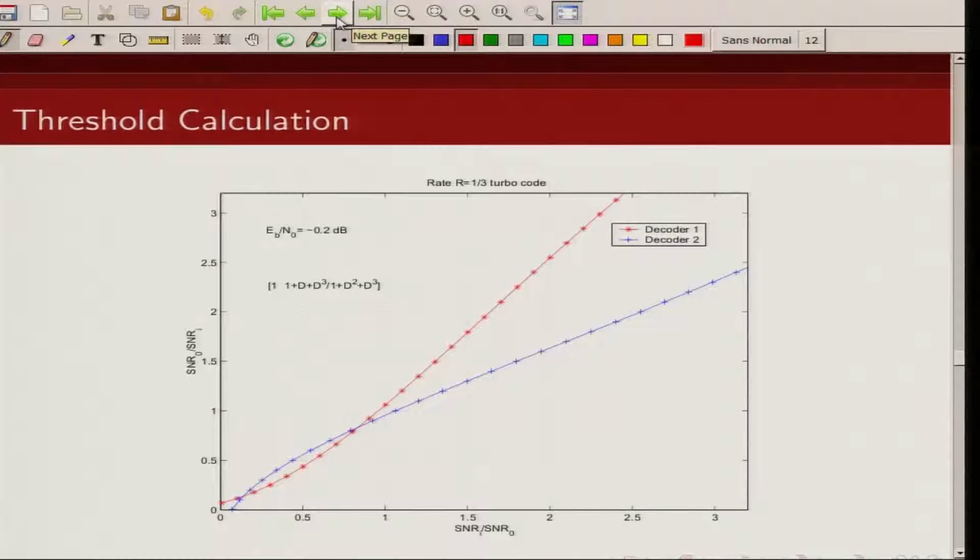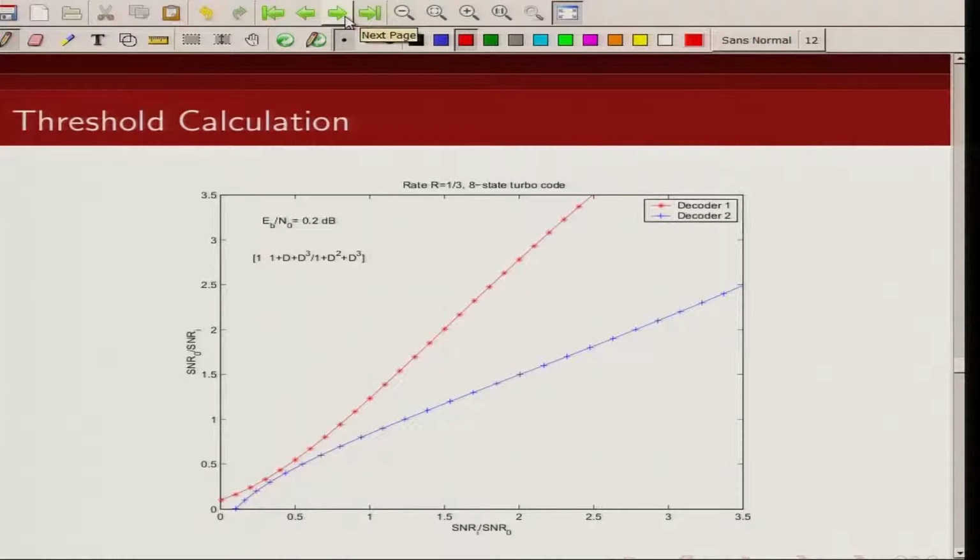This is one example. Note that this is plotted for a channel operating SNR of minus 0.2 dB. The red curve is my decoder 1, and the blue curve is decoder 2. Note that these two are crossing each other, so there is no tunnel. Now, for the same code, I increased my SNR and made it 0.2 dB. Now you can see there is a tunnel between them.